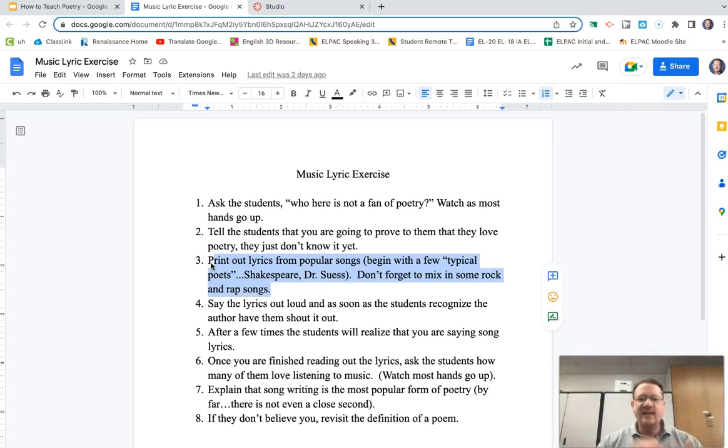And then after you're done, 10 or 15 or 20 songs, like I said, I have a stack of music lyrics I would use. Then I would say, okay, obviously after a while you figured out that those were song lyrics. How many of you love music, love songs? And then all hands will go up. And I would say, but wait, before we started this exercise, most of you said you hated poetry. But now you say you love songs.